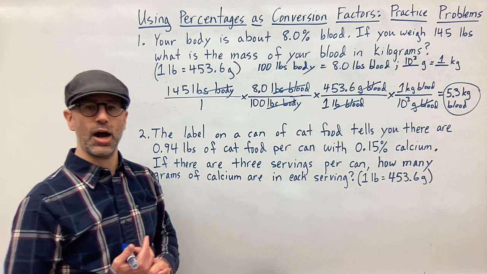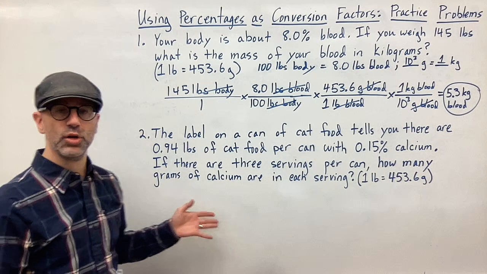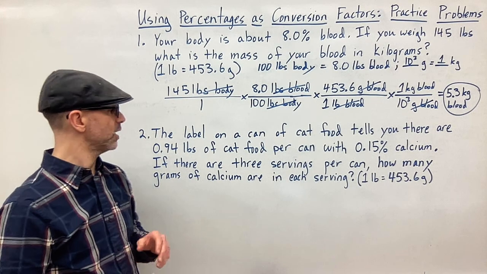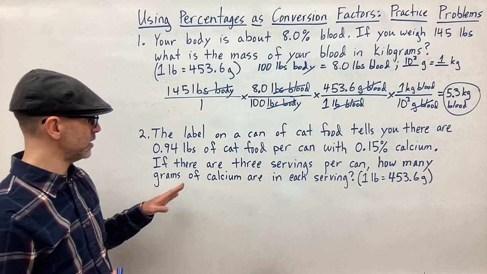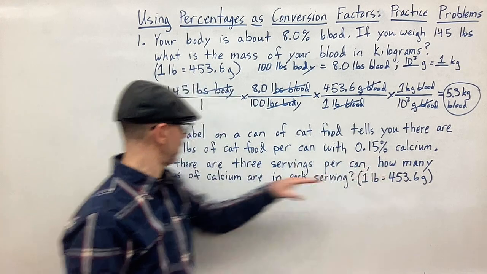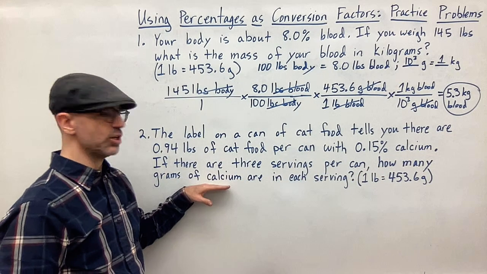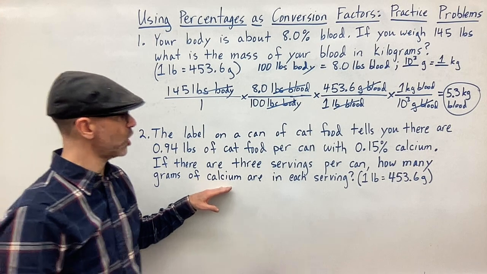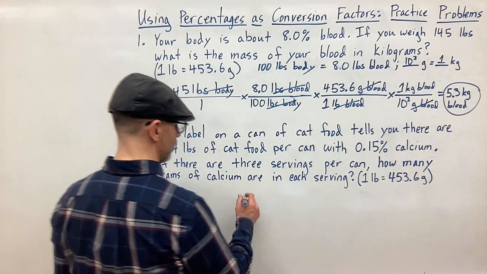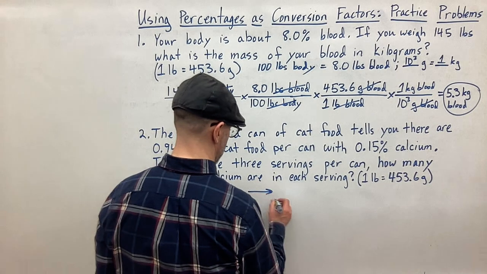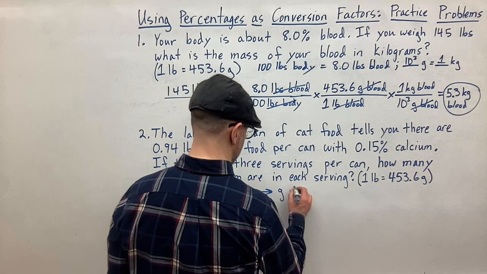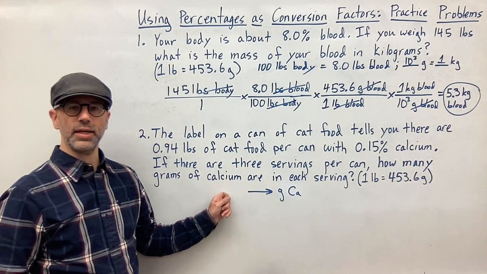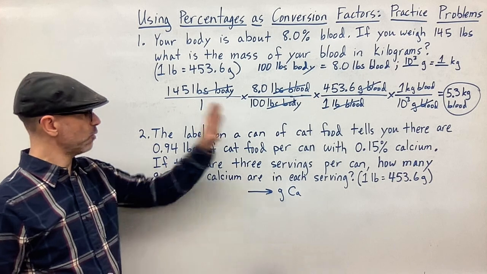We got to figure out where we're going to begin. We're going to go to the question. The question tells us where to end and maybe even where to begin. So the question is, how many grams of calcium? So we want to find grams of calcium. So if we draw my arrow here, I want to get to grams of calcium. But where do I begin?